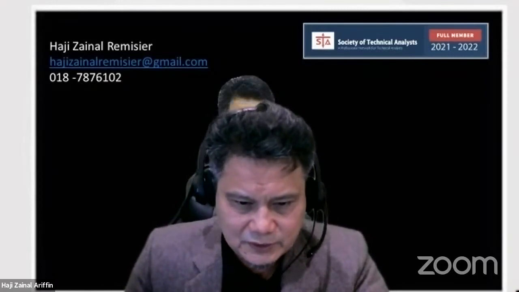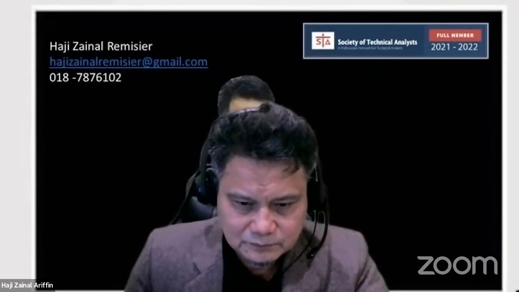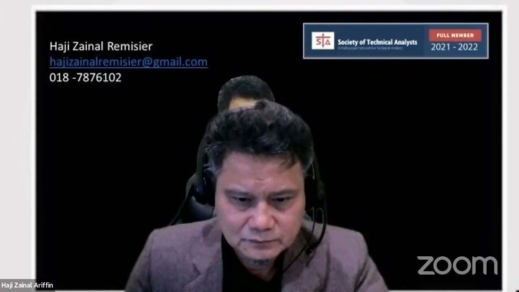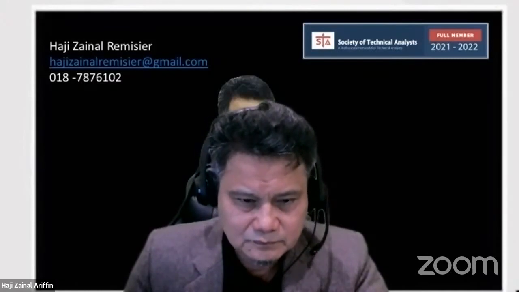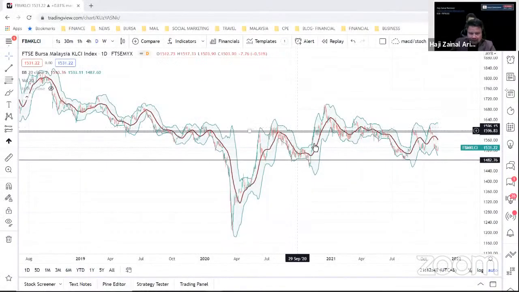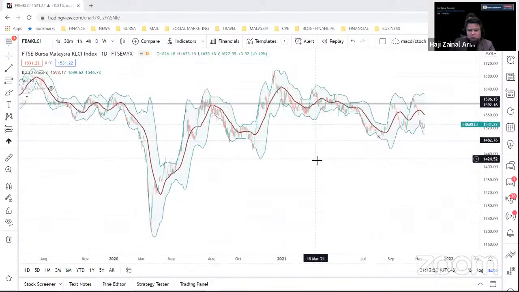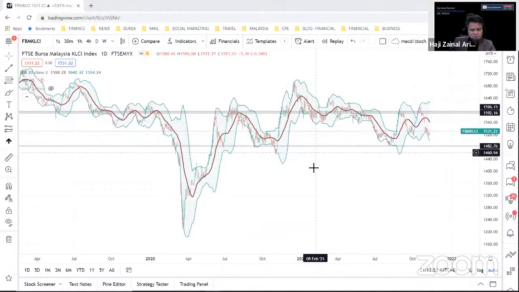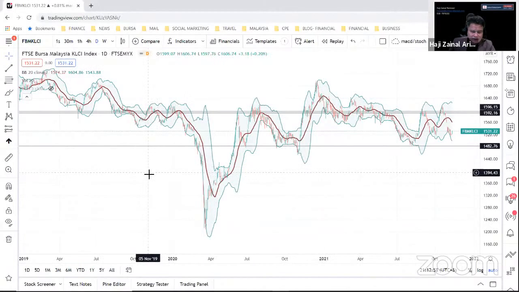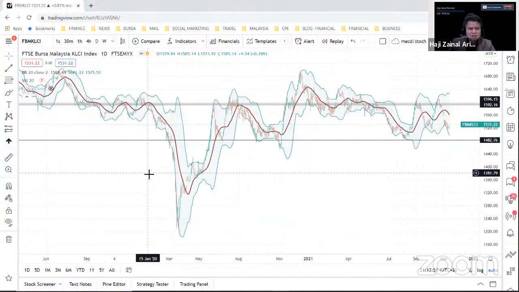All right. Let me share the screen with you. This is LVMKCI. As you can see, it is using the 20 days moving average. This is the 20 days Bollinger Band.